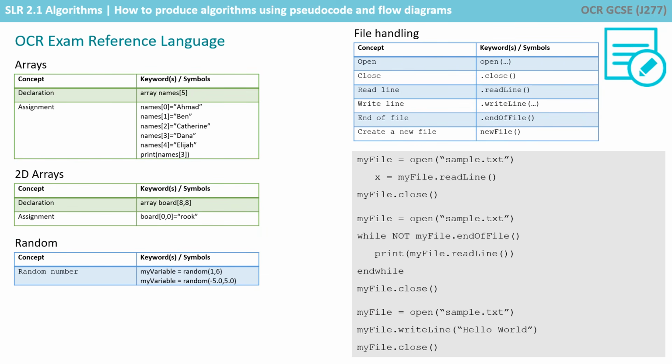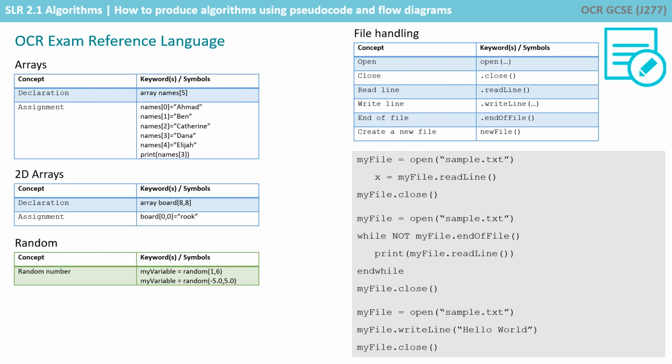Arrays in exams will be declared using the array command, and again notice in Python we don't have arrays, we have lists, but to all intents and purposes we can think of them as really the same thing. You also need to be aware of 2D arrays, so it's possible to define a grid structure using 2 dimensions.